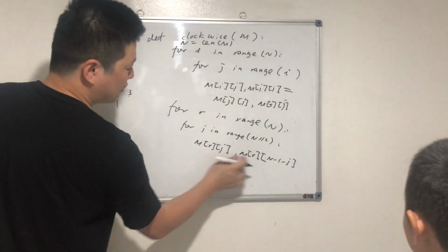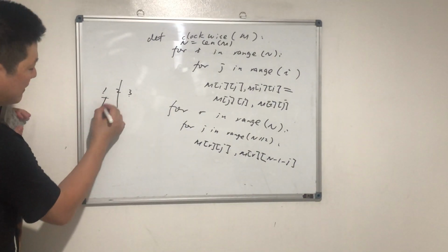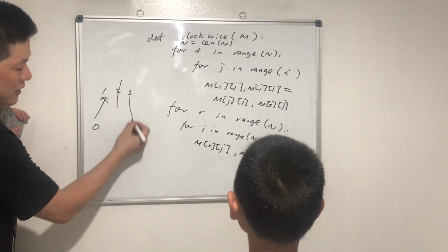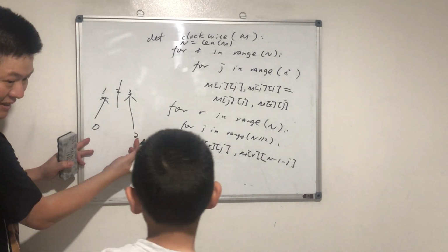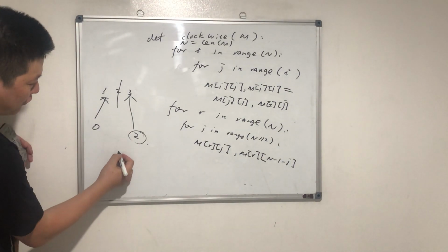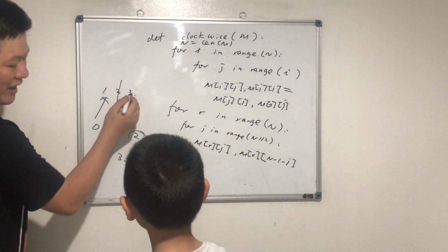Basically, I want to swap these two elements, right? Look, j here is 0, and I want to swap it with this, what's this? 0, 1, 2, index 2, right? How do you get the 2? It's 3 minus 0 minus 1. 3 is the number of elements in the row.